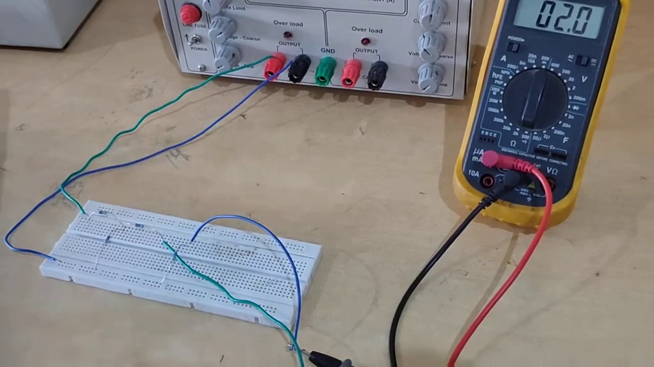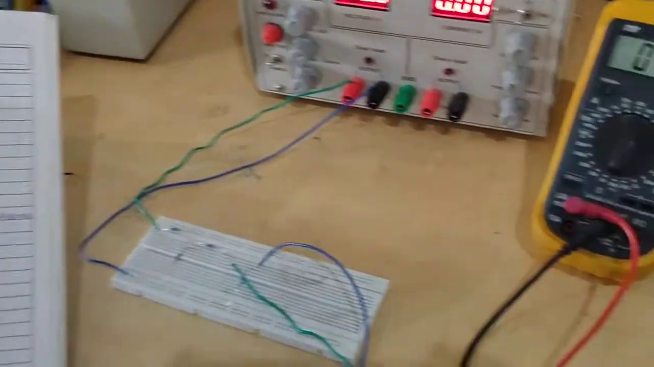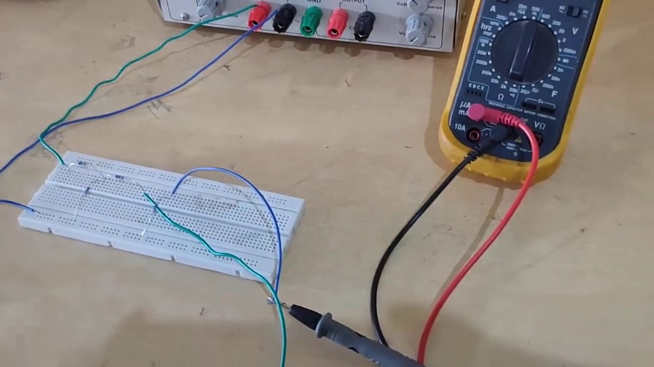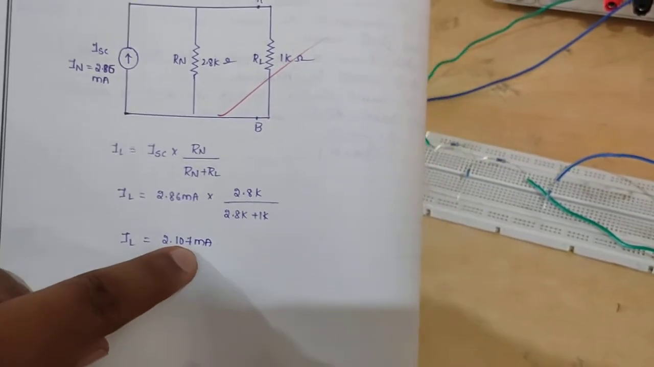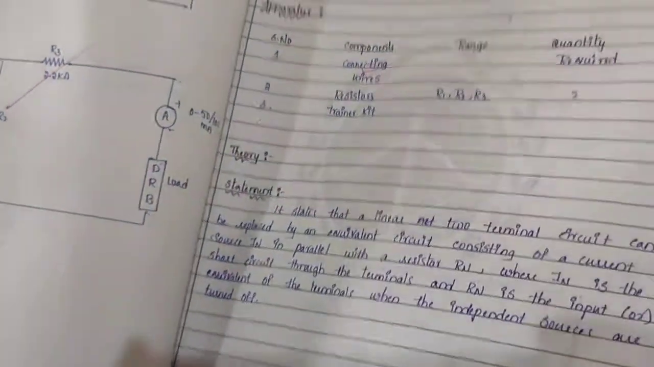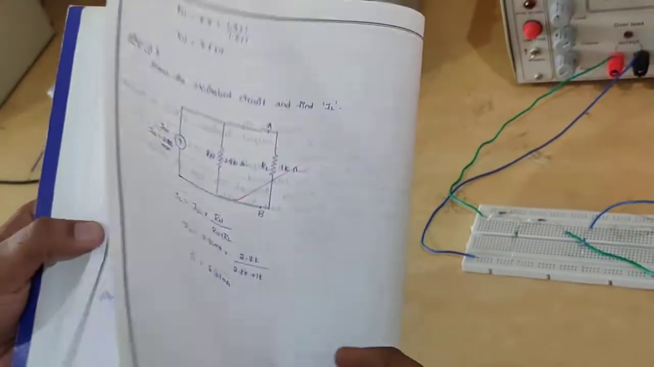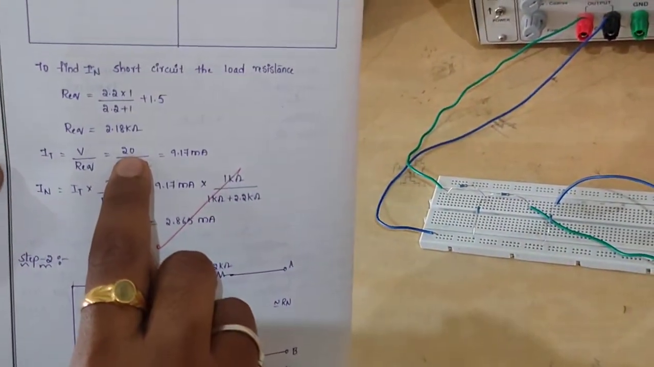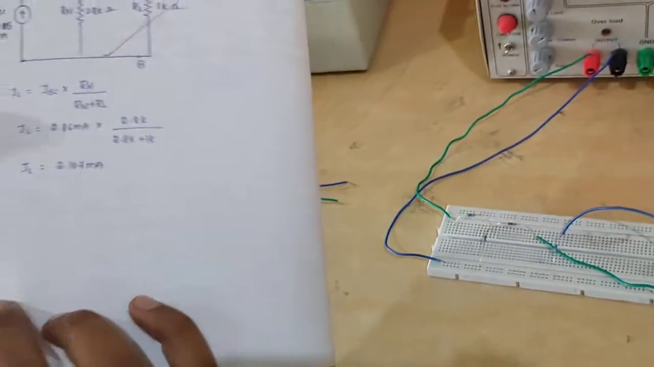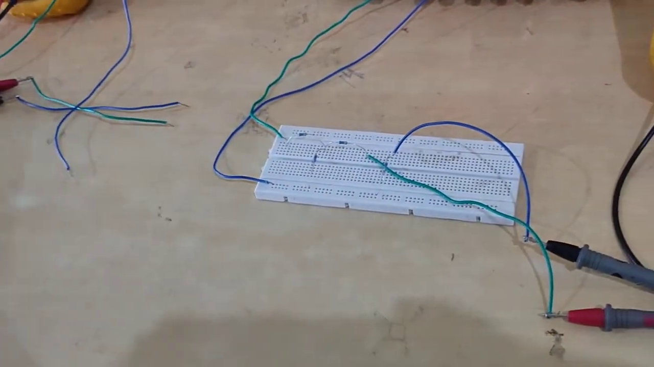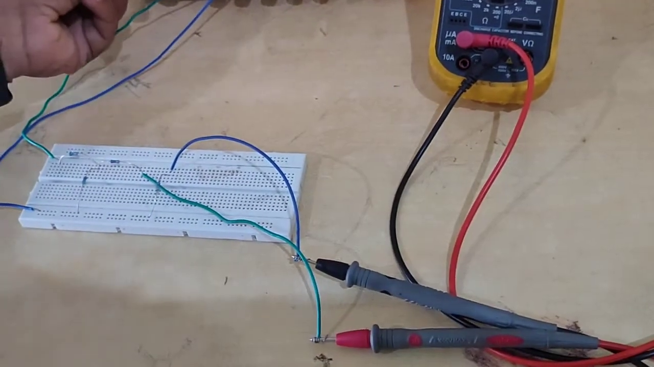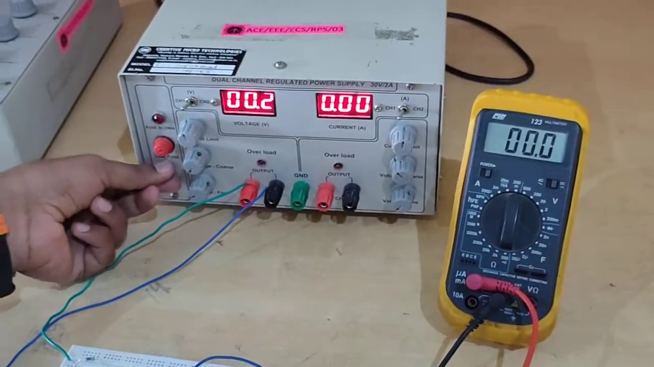So this we have taken for Norton's theorem. So if you see for 20 volts we'll get IL as 2.1 milliamperes, right? So for Norton's theoretical calculations we have taken the voltage as 20 volts. So for 20 volts we have got IL equal to this much. So the same thing we'll see with Thevenin's equivalent and Norton's equivalent. Let me minimize this voltage to 0 value and switch off.